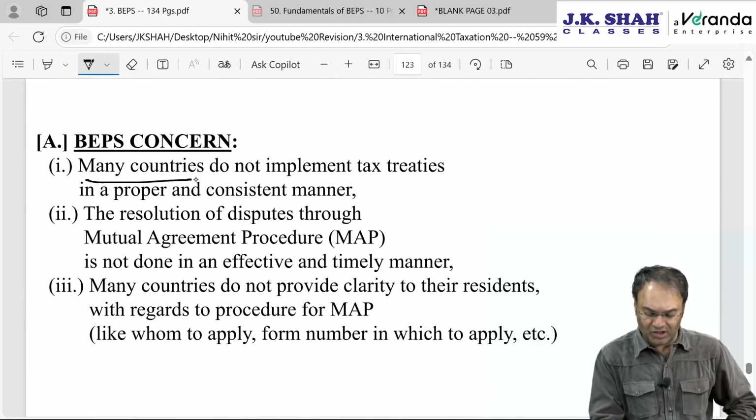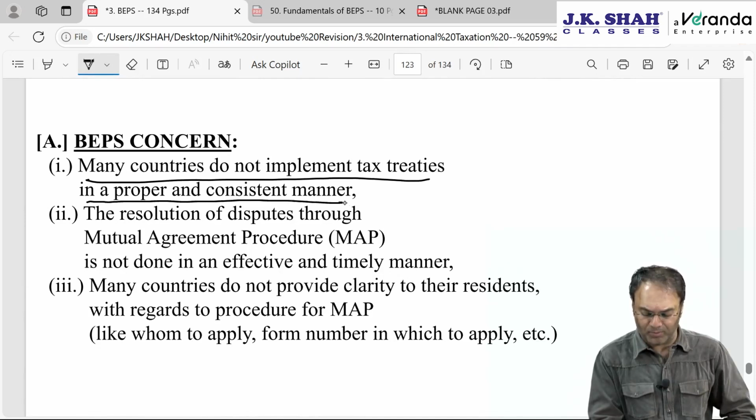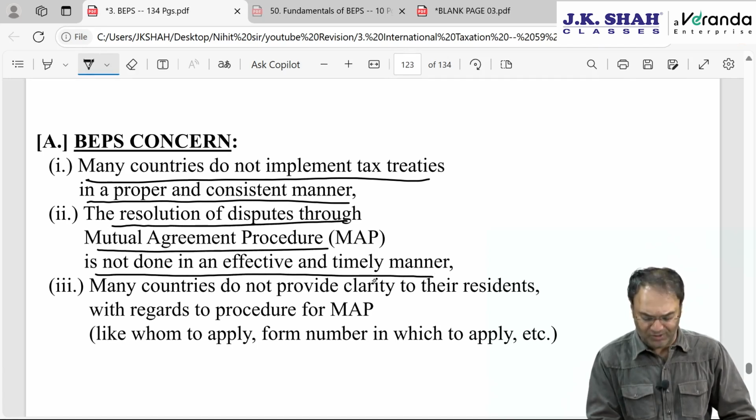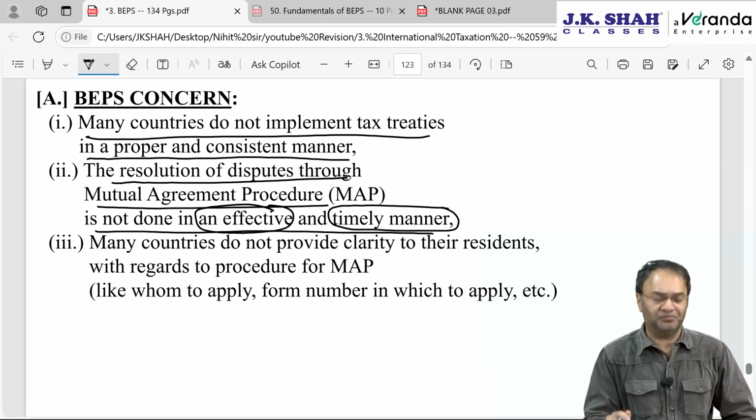BEPS concern: many countries do not implement tax treaties in a proper, consistent manner, especially with regard to the dispute resolution mechanism. Resolution of disputes through MAP is not done in an effective and timely manner. Not done effectively and not done in a timely manner. Most important is the timely manner.